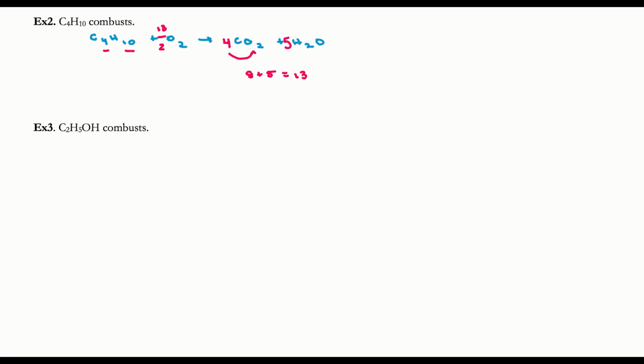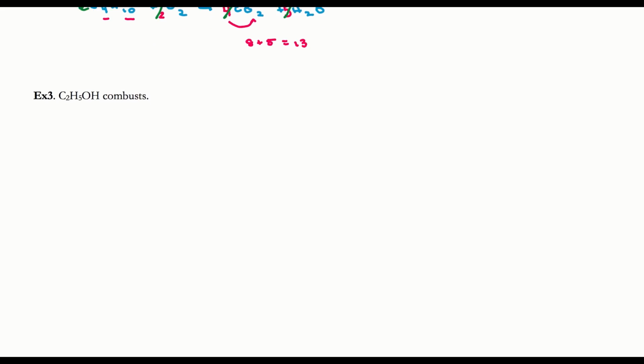So there's a 1 in front of C4H10, so that'll become a 2. 13 over 2 simply becomes 13. 4 becomes 8. And 5 becomes 10. Okay, let's work on one last problem.